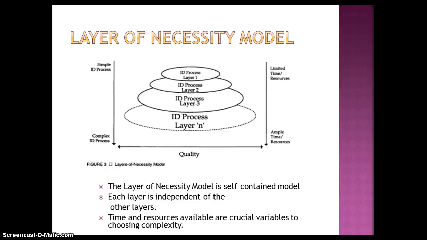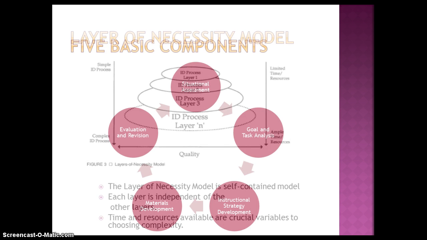The layer of necessity model is self-contained, and each layer is independent of the other layers. Even at the simplest layer, there are 5 basic components, and time and resources that are available are crucial variables to choosing the complexity of the model. So the more the increase in time and resources, the more in depth the model would become.